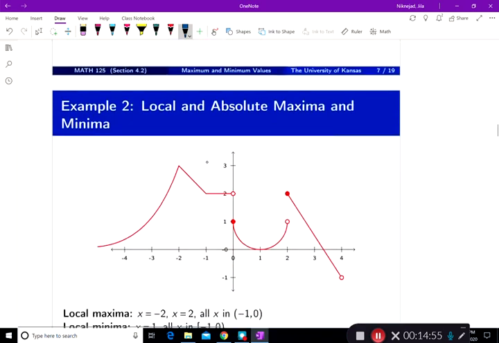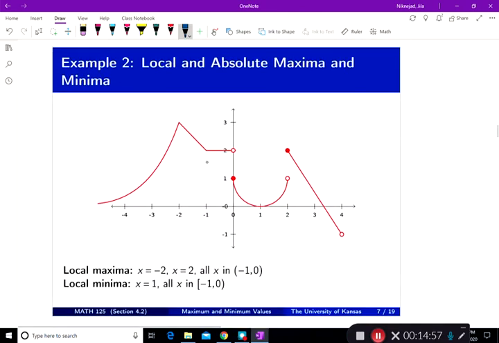So the local min happens at x equal to 1, and also for all x in -1, excluding over here. And then for these points, their value is going to be 1. For that point, the value is going to be 0.